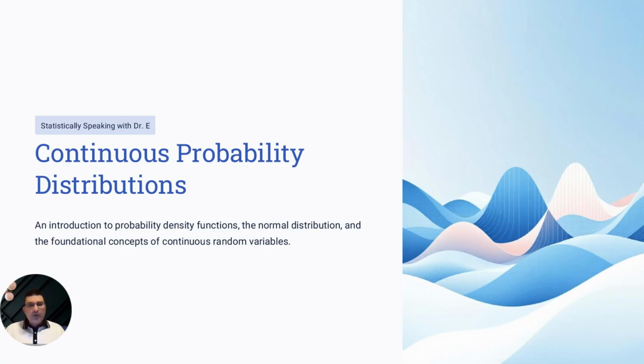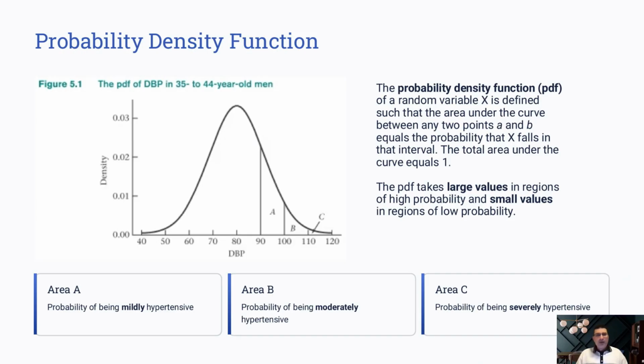Today I want to talk about something that shows up all around us, even if we don't always notice it. And that is continuous probability distributions, how we model things that can take on any value within a range, like time, height, or weight.